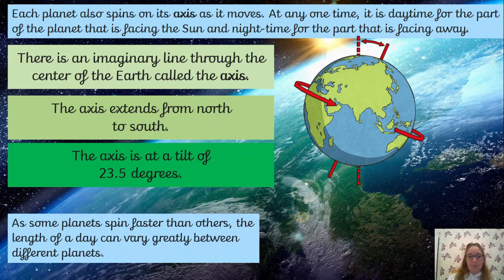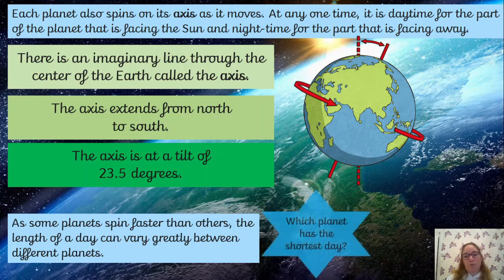Some planets spin faster than others, which changes the length of a day. So we spoke about the orbit, going around the sun, and how fast a planet spins on its axis, which means the day can also change between different planets. Which planet has the shortest day? Now, Mercury has the shortest year because it orbits the sun.